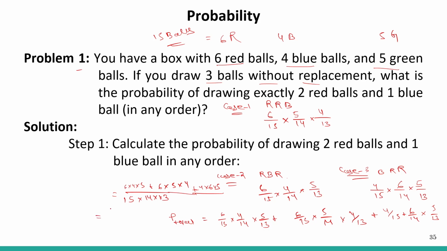So this will be equal to 6 into 4 into 5 into 3 whole by 15 into 14 into 13. Okay, so 5 and 3 can be cancelled out, and we can also cancel out 6. So we can write it as 2 into 4 by 14, right? So it will be equal to 4 by 7. So 4 by 7 will be the probability of drawing exactly 2 red balls and 1 blue ball.